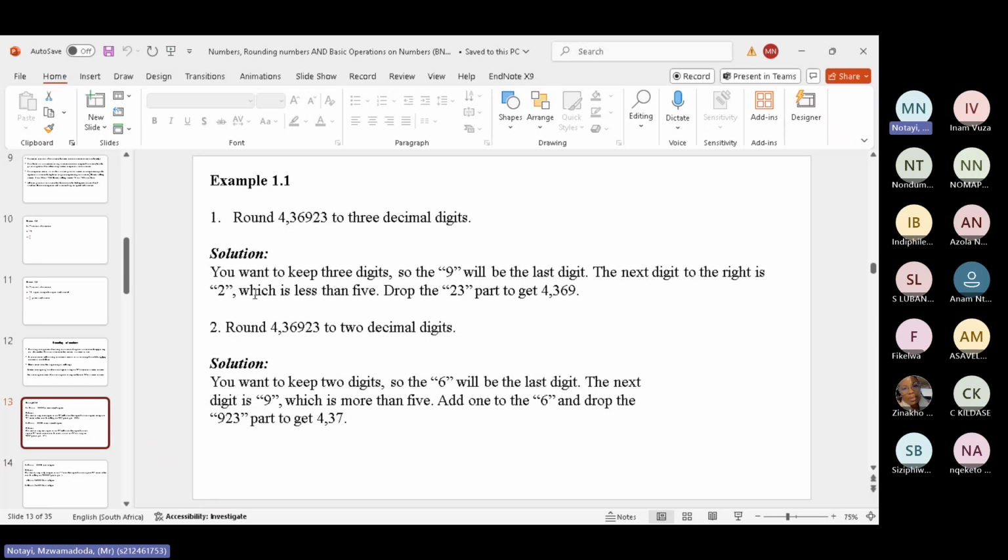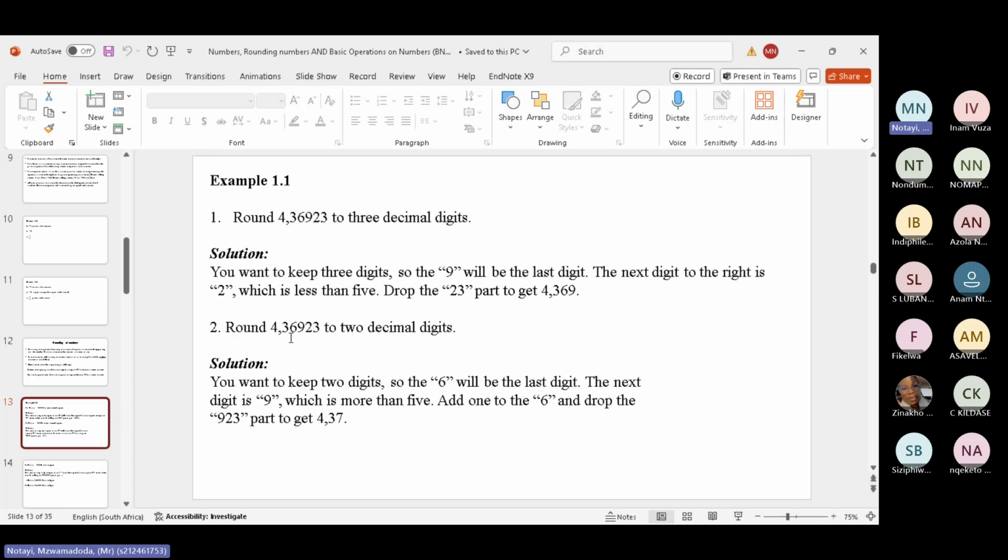So the rule says if the number that comes after the one we decided to keep is less than 5, we leave the number that we've decided to keep as it is, and then we just discard the rest. So it's less than 5, so we drop the 2, 3 part, and then we get 4.369.